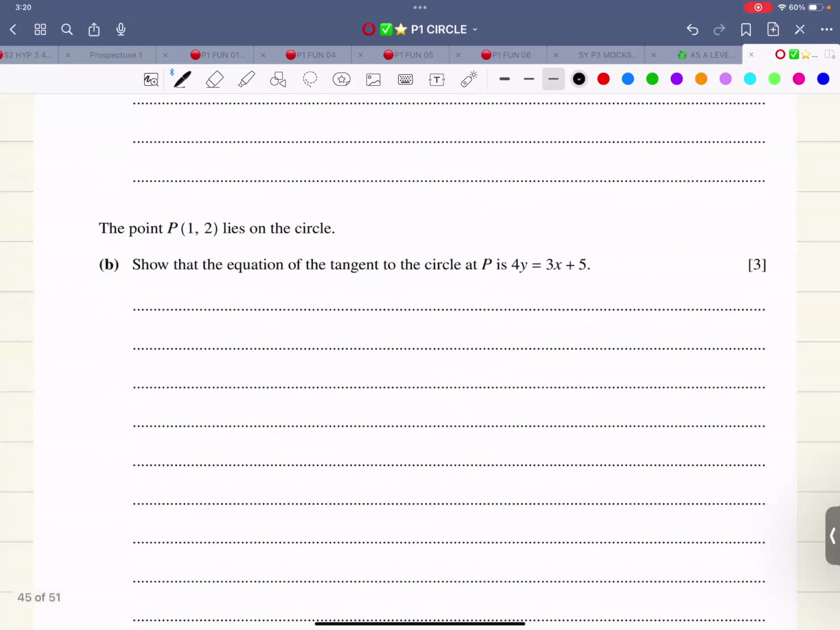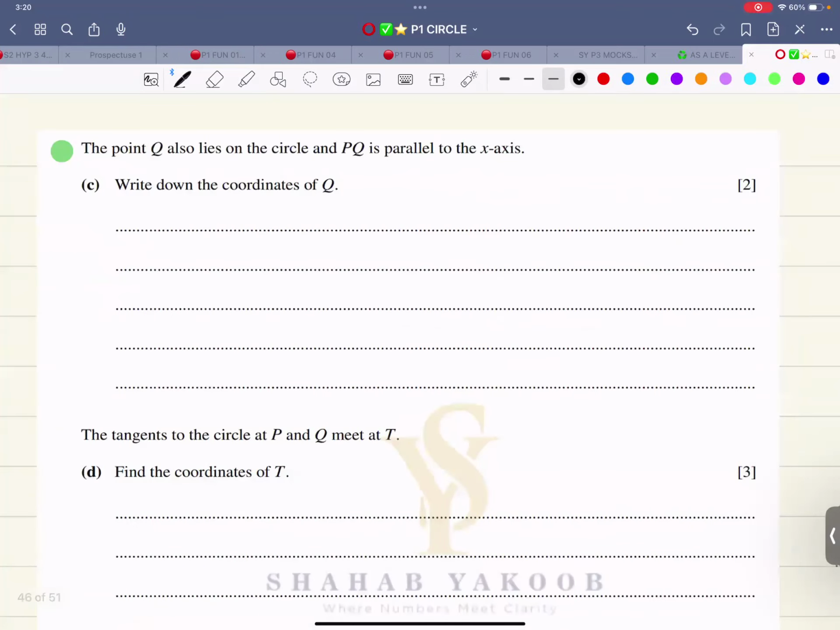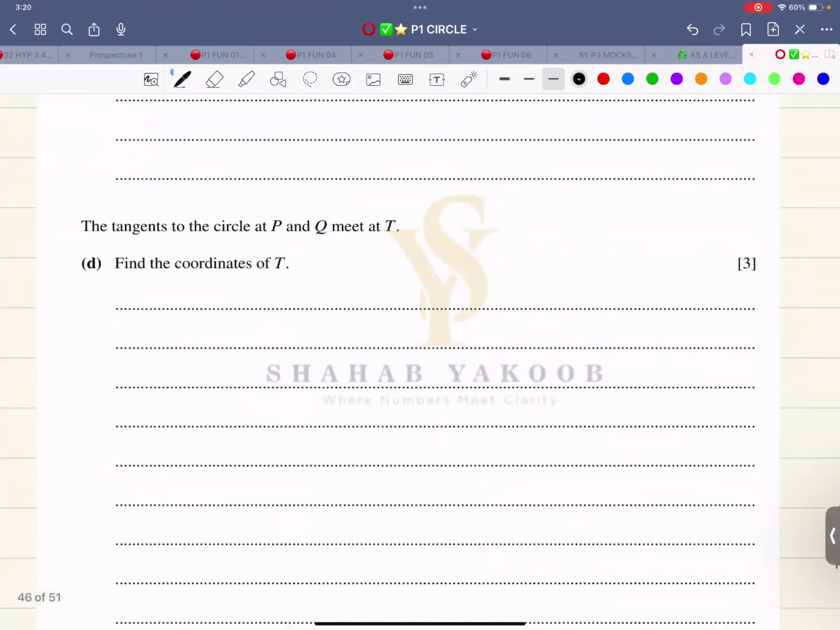The point P (1, 2) lies on the circle. Show that the equation of the tangent to the circle is this much. That's also obvious. The point Q also lies on the circle and PQ is parallel to the x-axis. Write down the coordinates of Q. Now, this is the good one. The tangents to the circle meet at T. Find the coordinates of T.